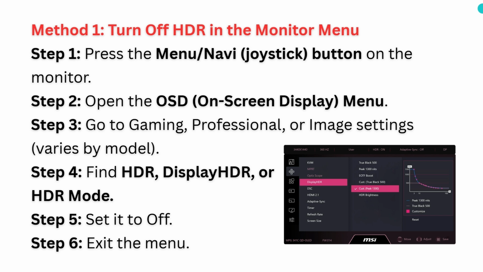Step 4. Find HDR, Display HDR or HDR mode. Step 5. Set it to off. Step 6. Exit the menu.